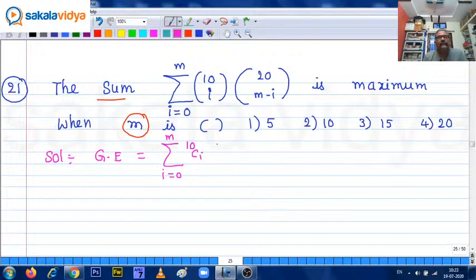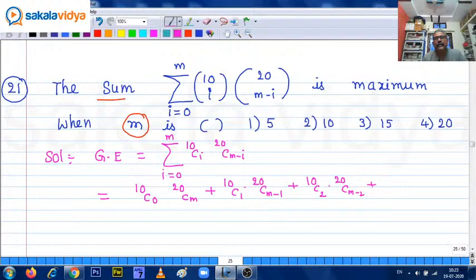10Ci times 20C(m minus i). So this can be expanded like this: 10C0 20Cm plus 10C1 20C(m minus 1) plus 10C2 20C(m minus 2) and so on, up to 10Cm 20C0. It's nothing but Vandermonde's identity. With the help of Vandermonde's identity, we add 10 plus 20 and m. So this can be written as a single term, 30Cm. Now, for which value of m is 30Cm maximum?